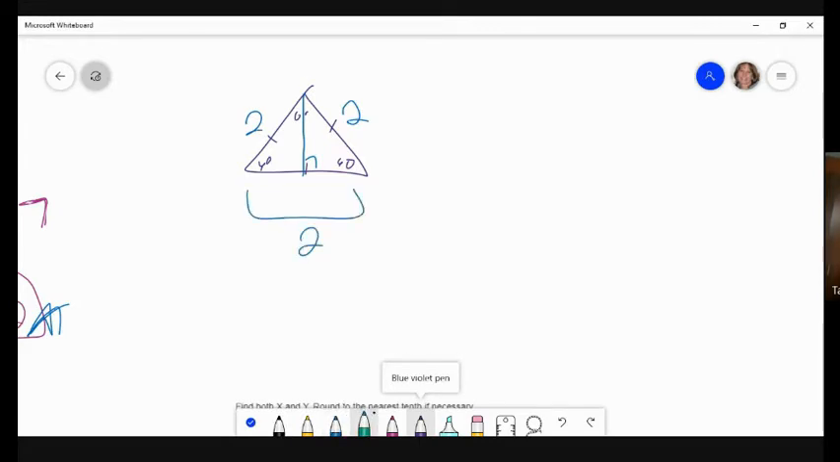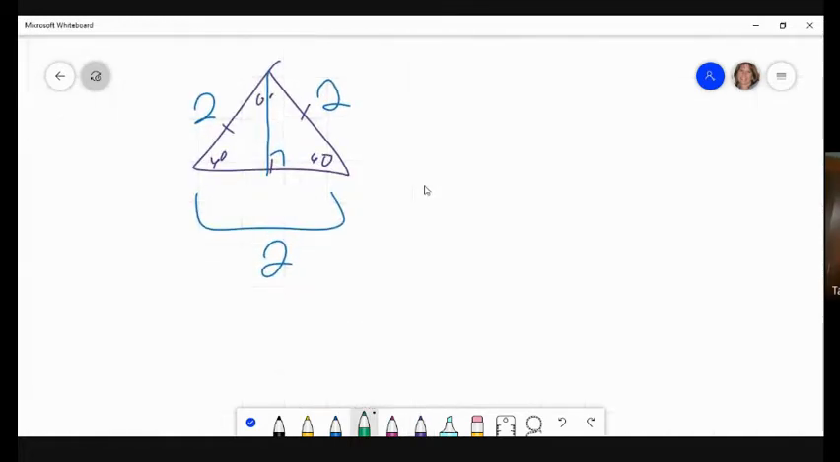When I drop this altitude down, that is going to split my triangle in half. So that means that this side here is no longer 2, but is now 1. I have a 90 degree angle here. This angle is still 60 degrees, it hasn't changed. And if we do 180 minus 90 minus 60, we're left with 30. So that's 30.